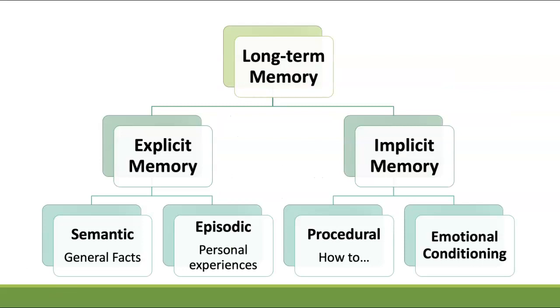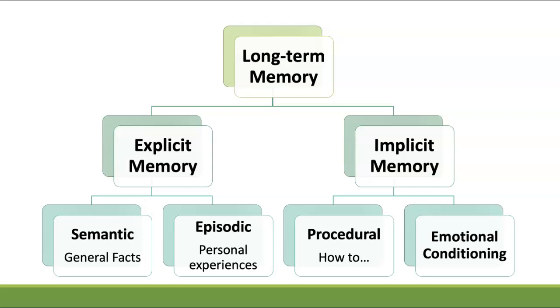So once information is in our short-term memory, it can then either fade away, or again, if it's important, we pay attention to it, it can be transferred into our long-term memory. So long-term memory, again, as I mentioned, has unlimited capacity as far as we know, and it's thought of as being made up of 2 main types, which are explicit and implicit memory.